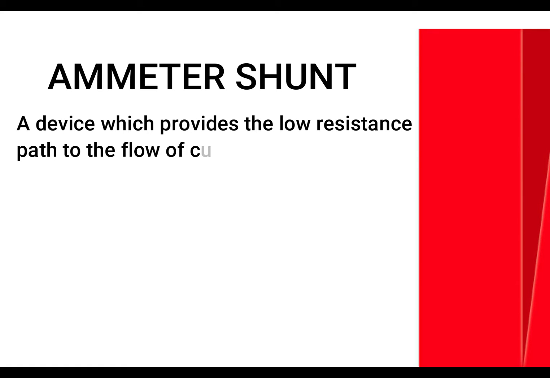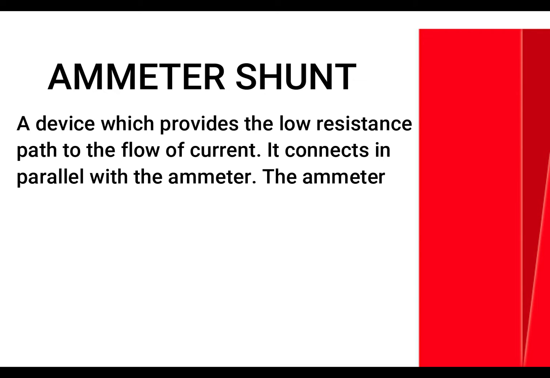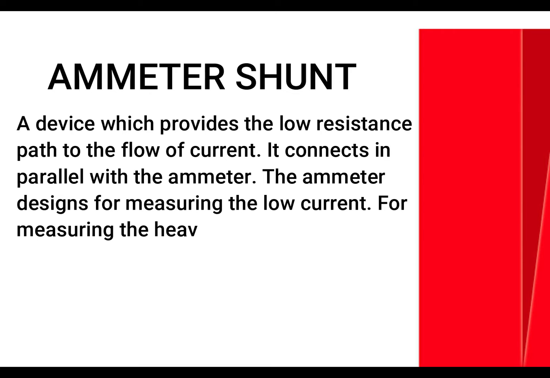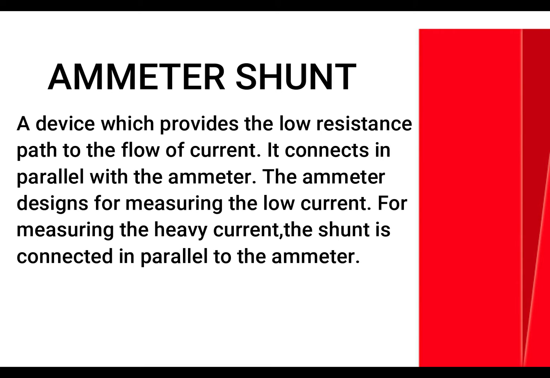Ammeter shunt. The ammeter shunt is the device which provides the low resistance path of flow of current. It connects in parallel with the ammeter. Ammeters are designed for measuring the low current. For measuring the heavy current, the shunt must be connected in parallel with the ammeter.